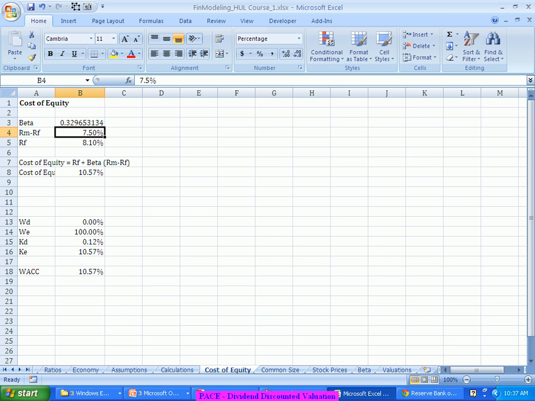I'll go for a buy recommendation on this security. If it is the reverse, I'll say it is overvalued, and I go for a sell recommendation on the security. That's the typical way we use this kind of process to value the equity of a security.